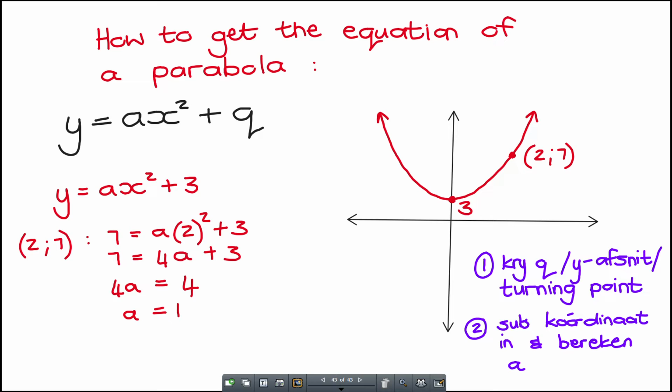Okay, nou moenie daar stop nie. Please end off with giving the final equation. So, the equation is y is equal to, en dan a is mos nou 1. Usually you don't have to write it, but now because it's new, I'm going to show 1x squared plus 3. Maar hierdie 1 hoef jy nie te skryf nie. Jy kon net gesê het x kwadraat plus 3. Is julle reg?